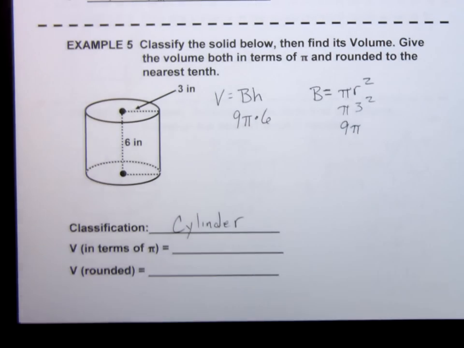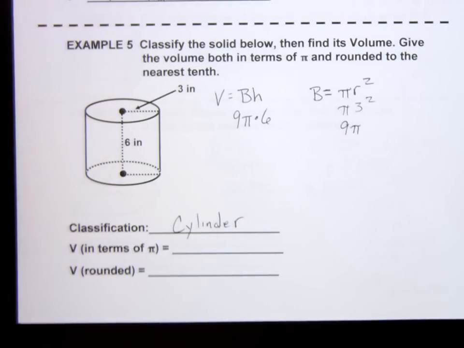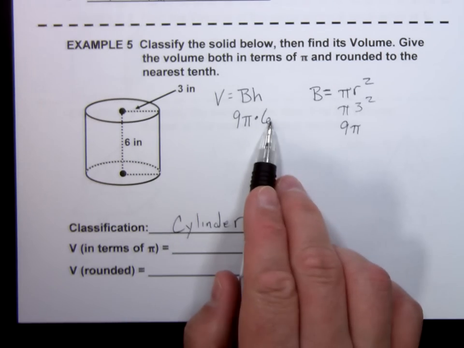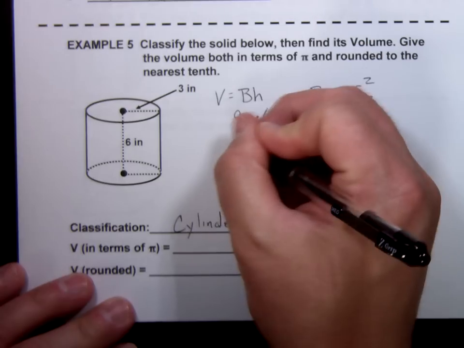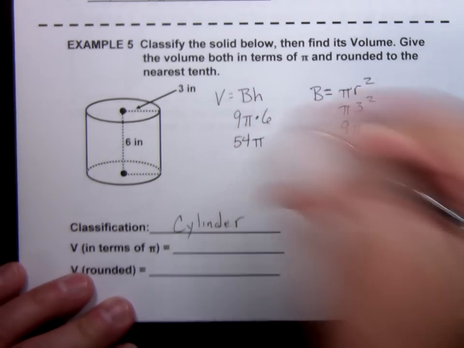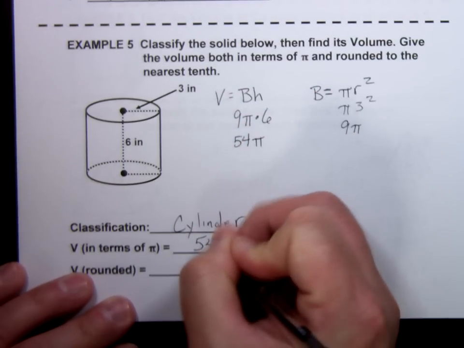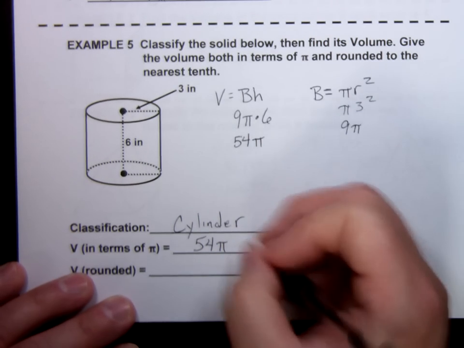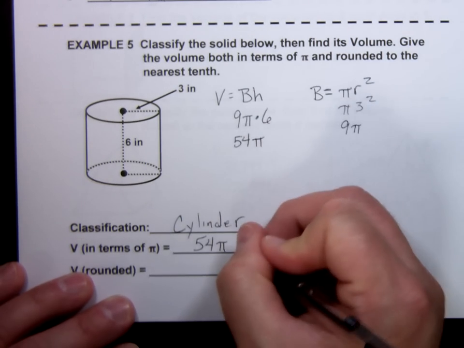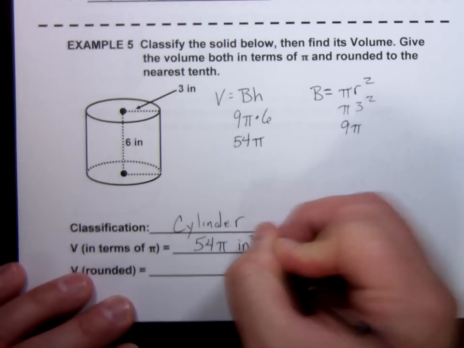So just like I did over here, if I want to keep it in terms of pi, I don't actually multiply by pi. I'm going to leave the pi right next to the number to show that they need to be multiplied, but I'm not actually doing it. So all I'm really doing is 9 times 6. 9 times 6 is 54. So the volume is 54 pi. And this is in inches. Volume is a three-dimensional measurement, so that would be inches cubed.